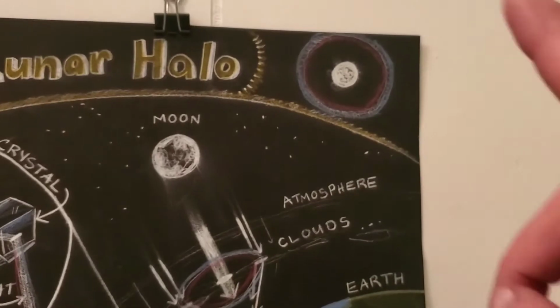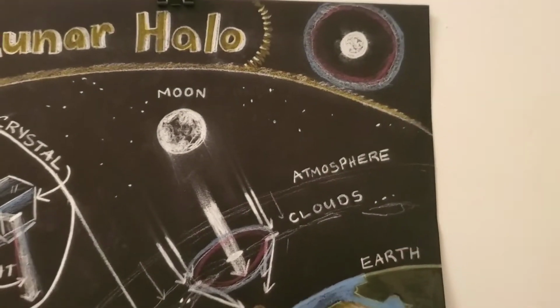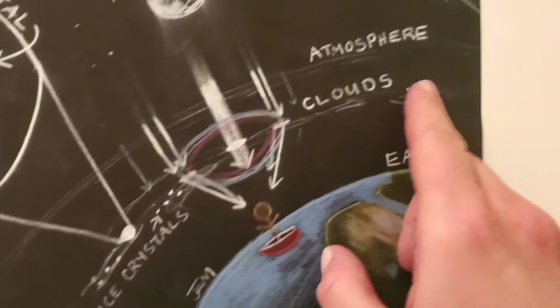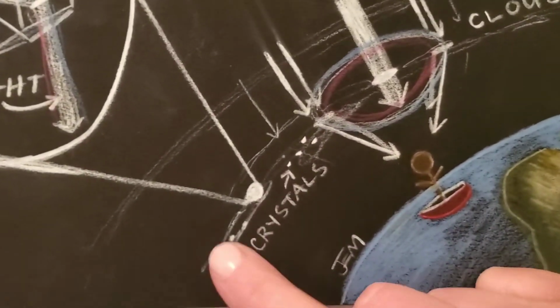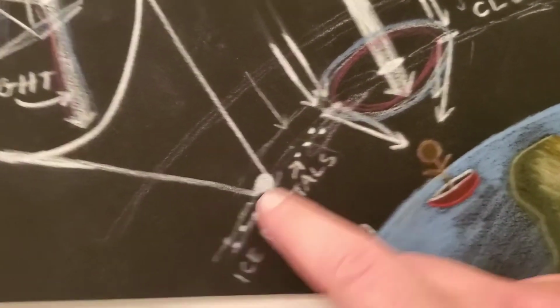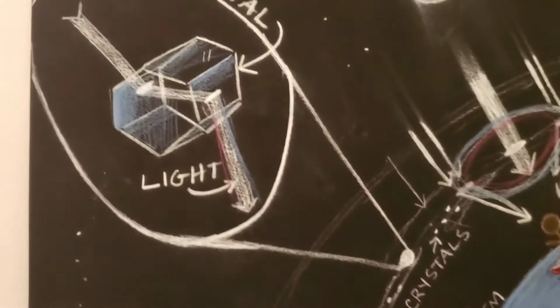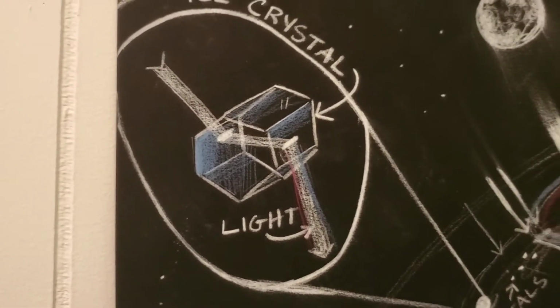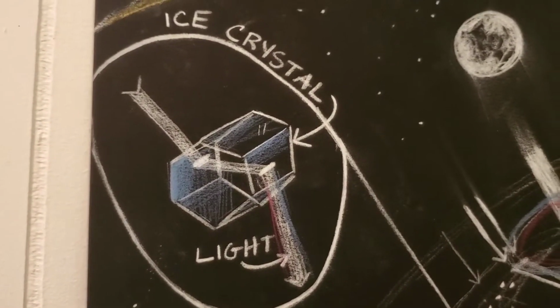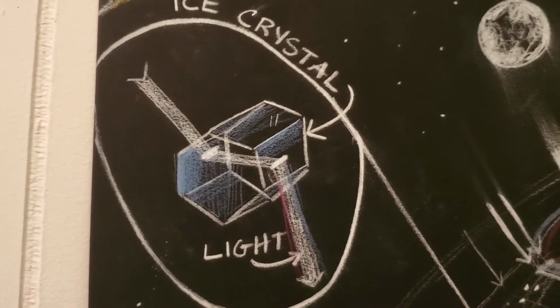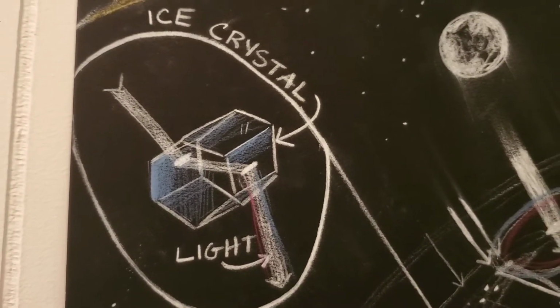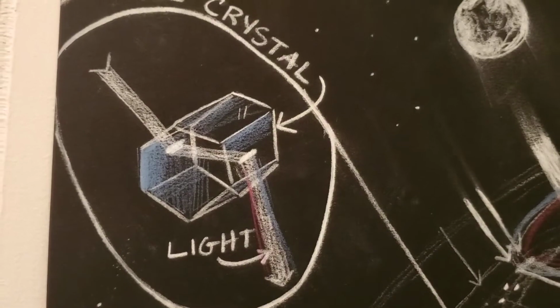But the reason this ring of light around the moon is caused is up in the cloud layer of the atmosphere. There's all these little ice crystals up there, all kinds of tiny ice crystals. If we look at those ice crystals up close, they're like basically little prisms. This is a hexagonal prism. This is a common formation that ice crystals form in.